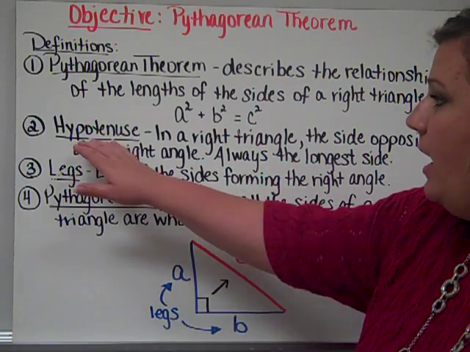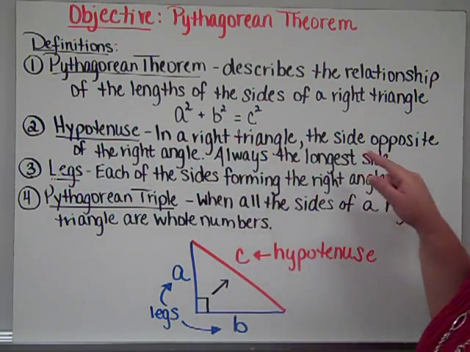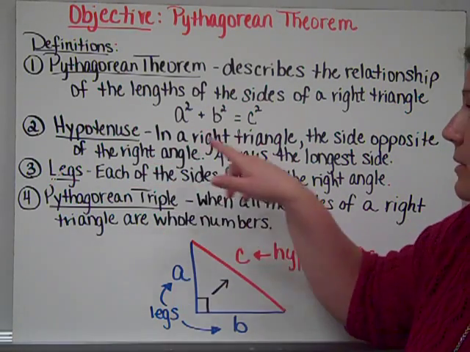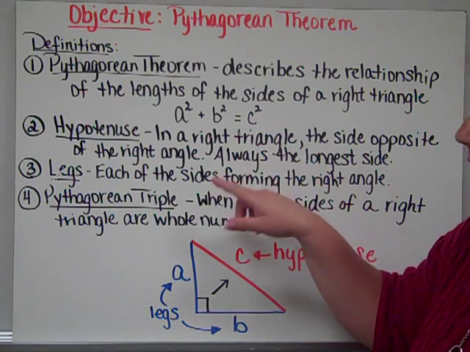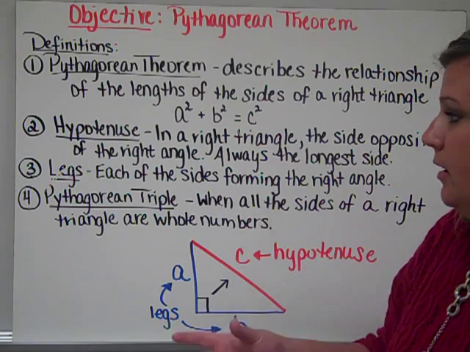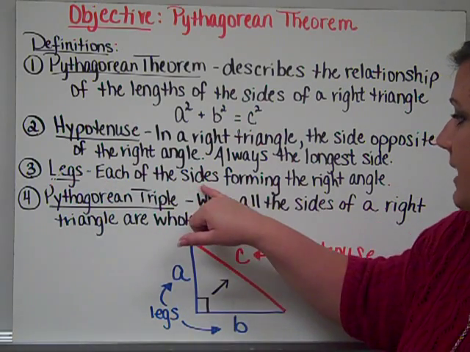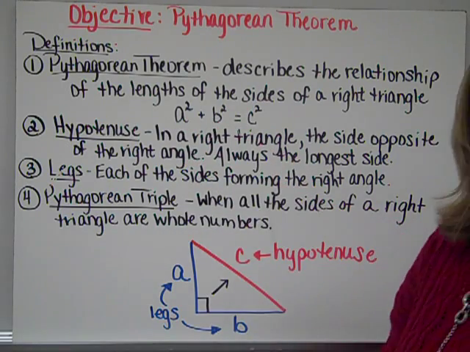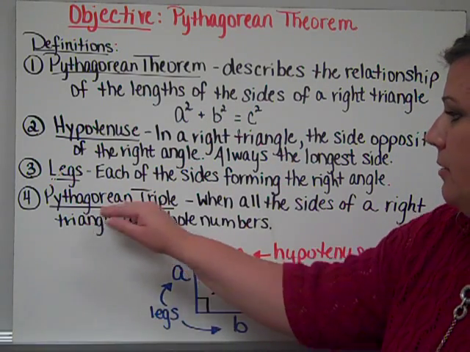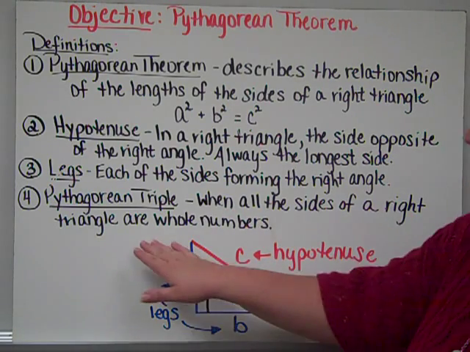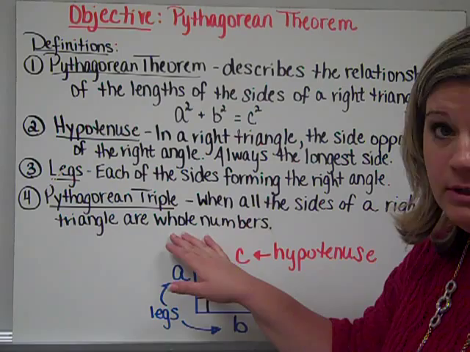Alright, so hypotenuse. In a right triangle, the side opposite of the right angle. That is going to be your hypotenuse. Okay? That is always going to be the longest side. Legs. Each of the sides forming the right angle. Those are going to be your legs in the formula. Pythag triple. When all the sides of a right triangle are whole numbers.